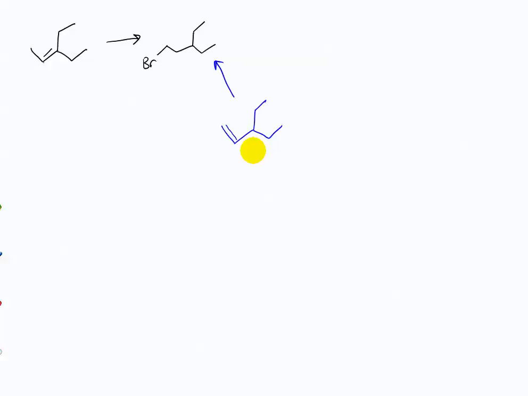If you can get that's coming from this, even if you can't actually remember exactly what to put on the arrow, that to me is worth some points because that shows that you're thinking the right way about it. So what are the conditions here? Anybody remember? Yeah, just for that one step. That's right. So this is going to be the radical or anti-Markovnikov addition of HBr.